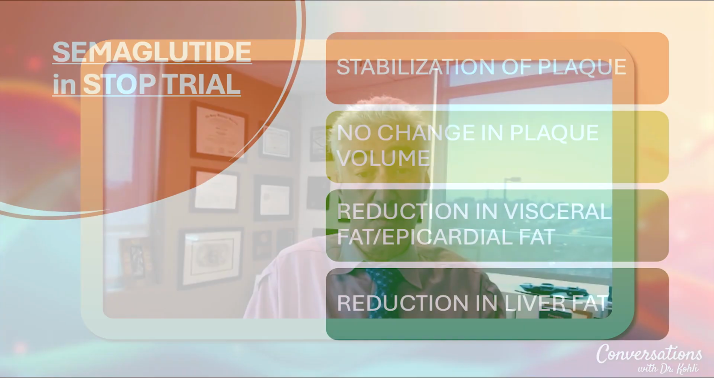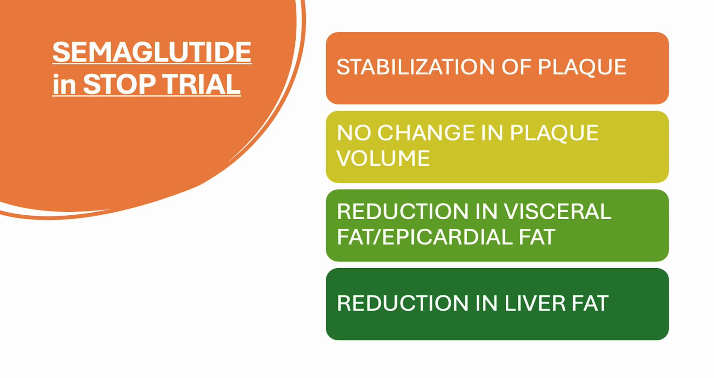And then we're also seeing reduction in liver fat, which is, again, a very positive metabolic change, where we're seeing less metabolic syndrome and less metabolic changes that might also portend better outcomes. So fat reduction around the arteries, plaque stabilization, and fatty liver reduction with semaglutide.